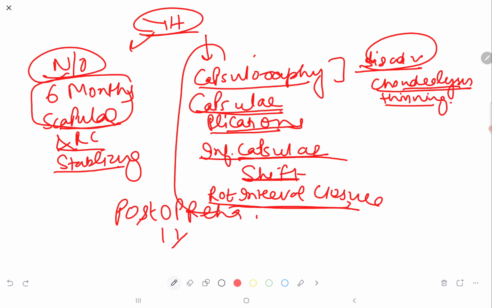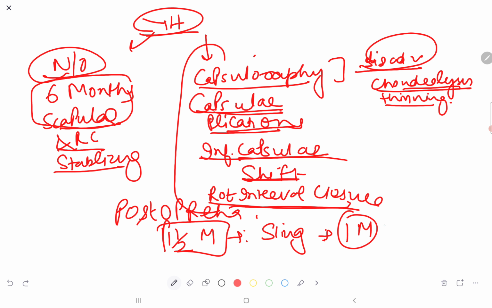For 1.5 months, you have to keep the arm in a sling, that is a shoulder immobilizer. Then for 1 month, you have to keep the arm movement only within 45-degree abduction, not more than that. Only 45-degree abduction and external rotation. And then in the next 1 month, we will slowly increase the motion.